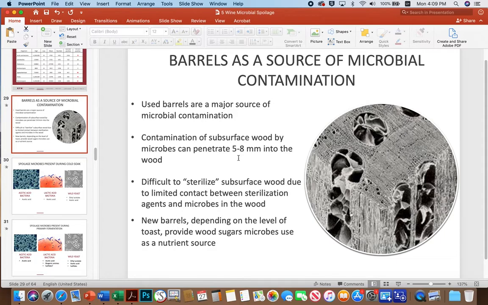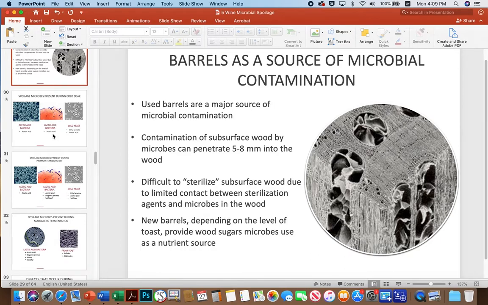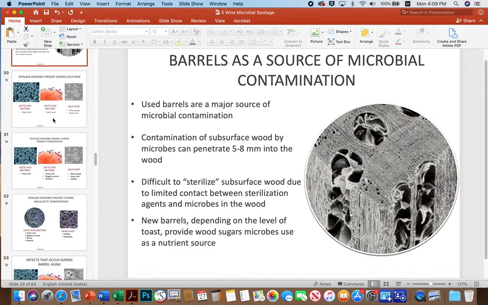New barrels, depending on the level of toast, provide wood sugar to microbes as a nutrient source, and particularly wood sugars like xylose that Brettanomyces is able to ferment can be a huge problem. Often there's not a ton of sugar in there, and those are unusual sugars. So a microbe that has the ability to eat wood sugar would have a nice advantage over the rest of the microbes. That's one of the reasons why Brett can be a problem in barrels. And you might as well just throw the darn barrel out because it's hard to kill them if you've got Brett in a barrel.